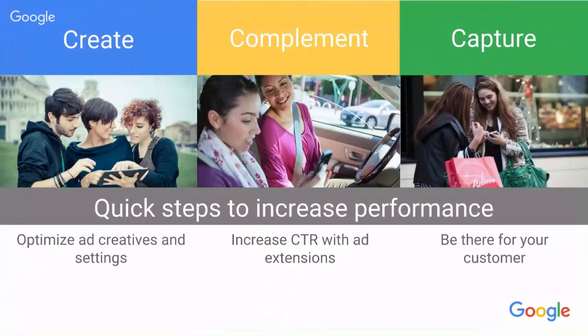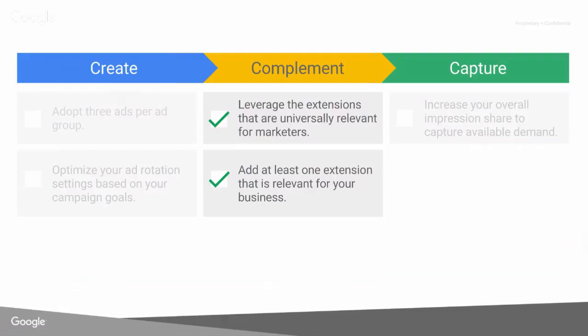So let's jump in. Last session, we talked about how to create and optimize your ad creatives and settings to make sure you're set up for success. Today, we're going to talk about how to complement those settings and creatives with extensions and really increase your click-through rate. And following that, we'll close out the series with how to capture your potential customers, be there where they are, and get those conversions.